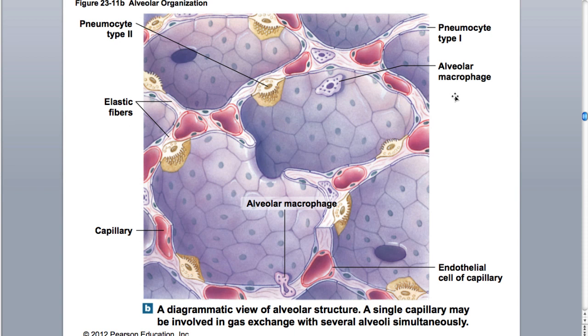This picture here shows you the alveolar macrophages and the elastic fibers that I also mentioned in my story. Okay, so you want to overcome the elastic fibers that want to sort of collapse the alveoli. And the only way you can do that is by way of that surfactant. Okay, draw a line. Next slide.